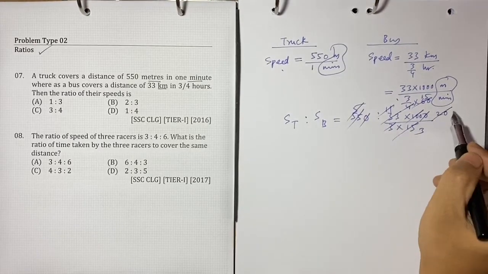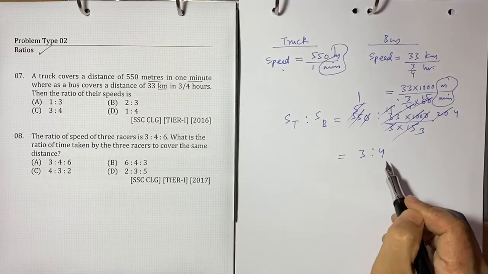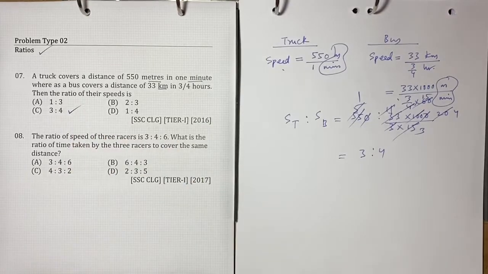Cancel, this will be 4. So 1 into 3 is 3, 4. So the answer is 3 is to 4.